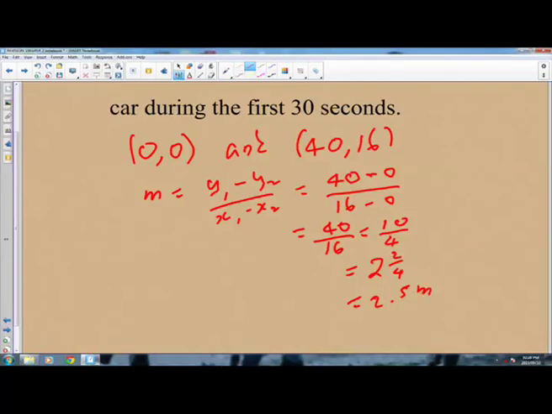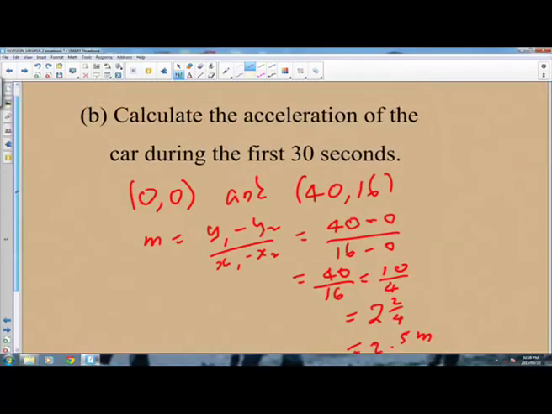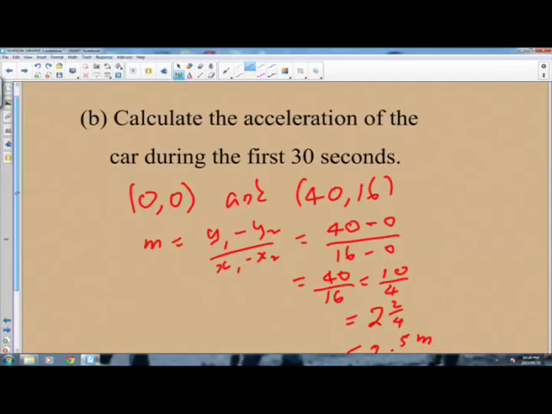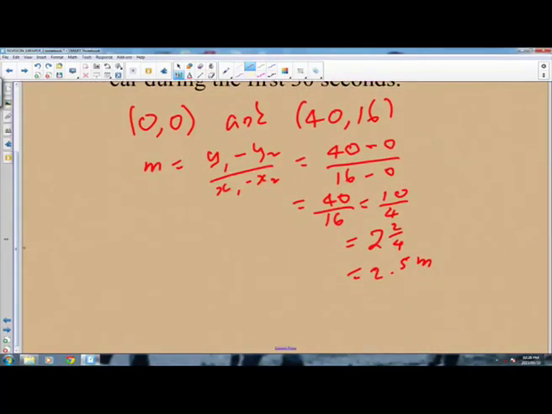Rather, not the speed, but let's check the question. Calculate the acceleration of the car during the first 30 seconds. So what we are simply saying is the acceleration is 2.5 meters per second squared, because the units for acceleration are meters per second squared. So this is the acceleration after 30 seconds.